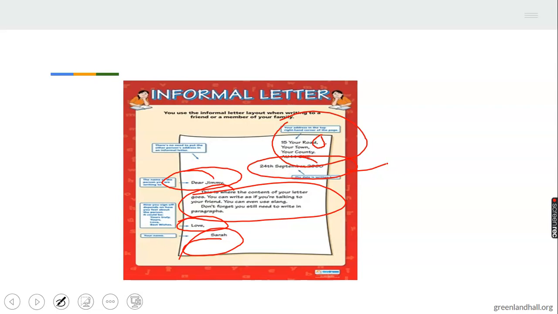Now, if you have lots of things you want to talk about, maybe you want to talk about school, you still want to talk about your siblings, what is happening in the family, or you even want to talk to your friend about what is happening in the country. Since there are different things you want to talk about, what do you do? You arrange your points in paragraphs.